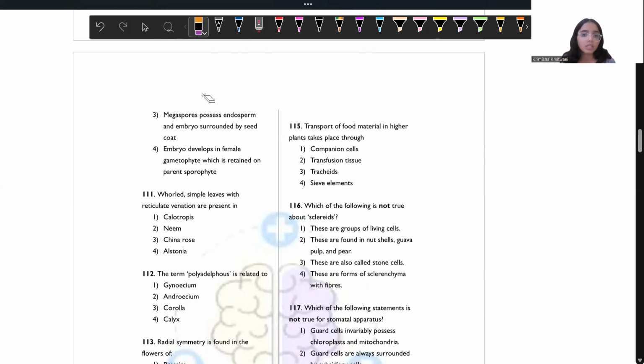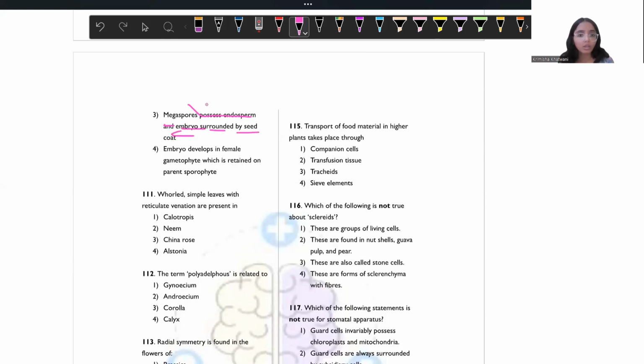I'll tell you, if you want to solve it very easily, forget all these things. Don't read anything, just read seed coat. Pteridophytes do not have seeds. How will they have a seed coat? Big blunder they are doing. So this is a wrong option. Understood? Now coming to the fourth option.